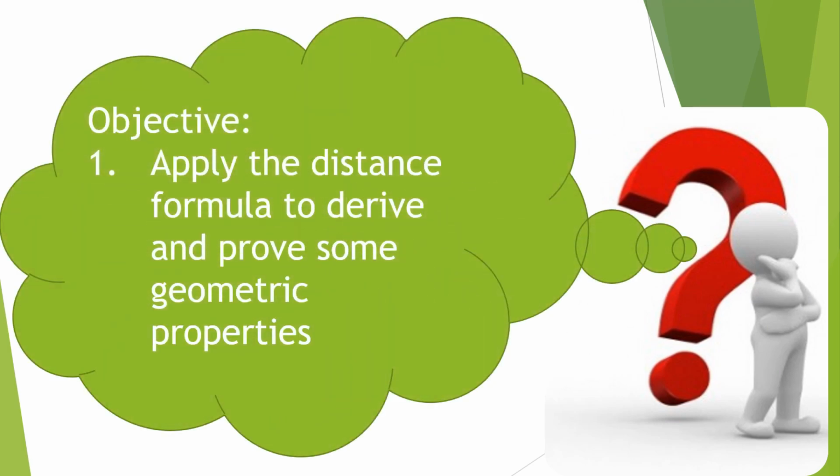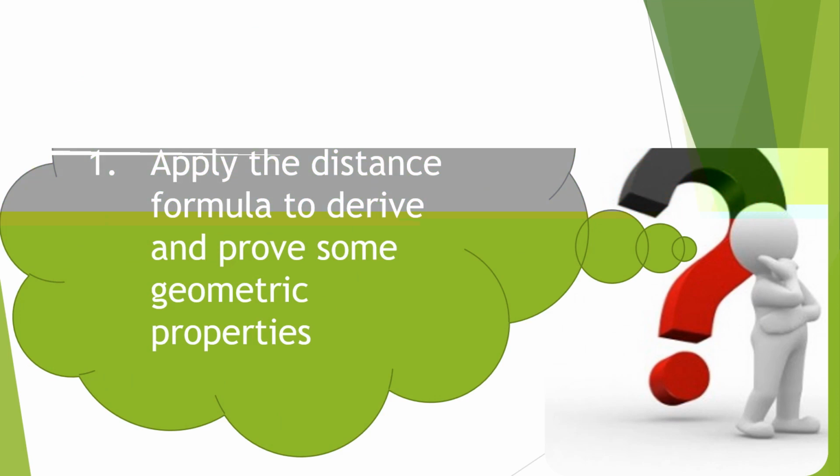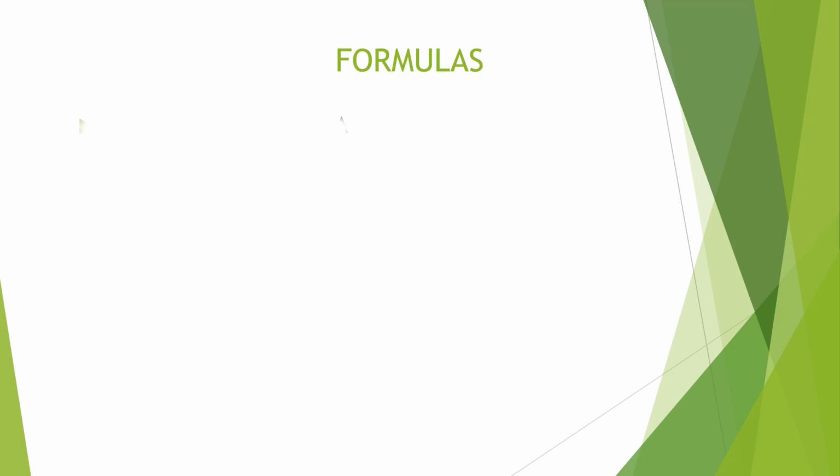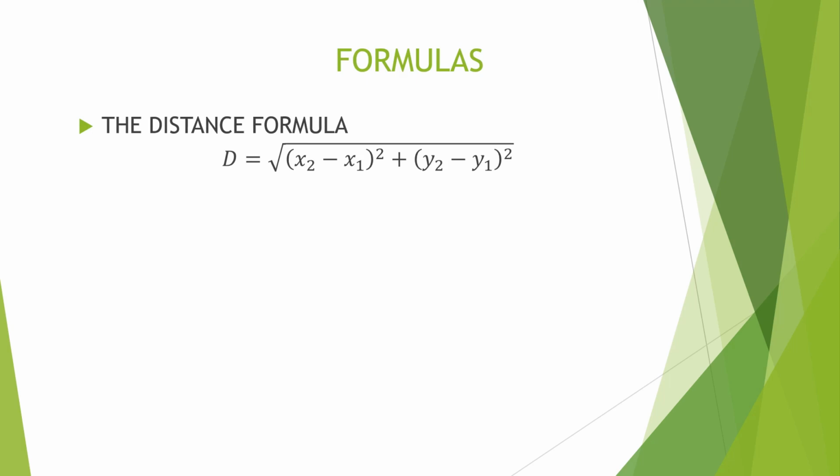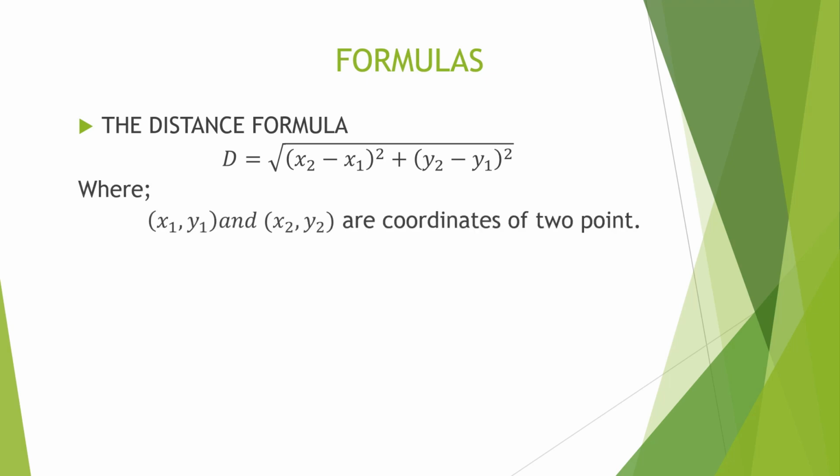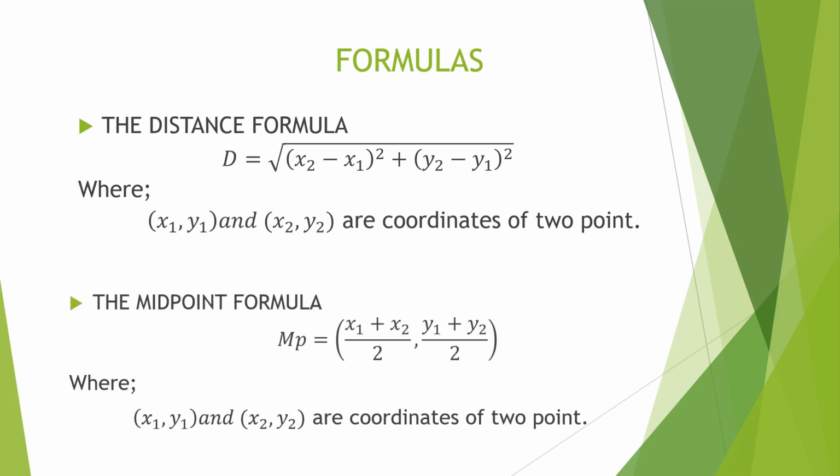Our objective for today, we're going to apply the distance formula to derive and prove some geometric properties. So we have here the formulas. The distance formula is d equals the square root of the quantity x sub 2 minus x sub 1 squared plus the quantity y sub 2 minus y sub 1 squared, where x sub 1, y sub 1 and x sub 2, y sub 2 are coordinates of two points. And I will also include here the midpoint formula.